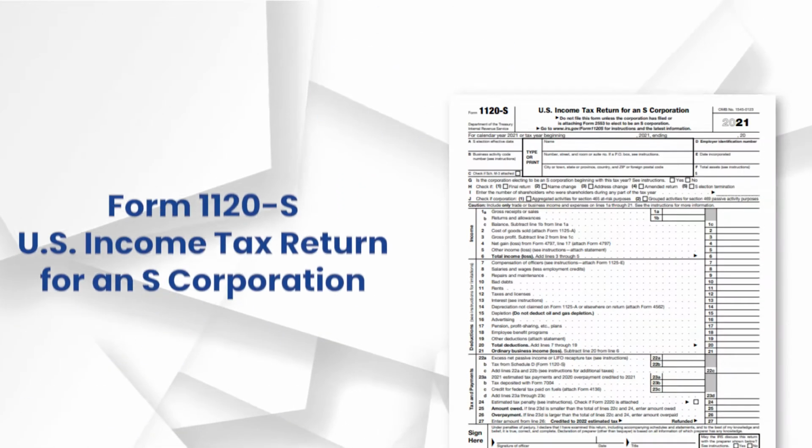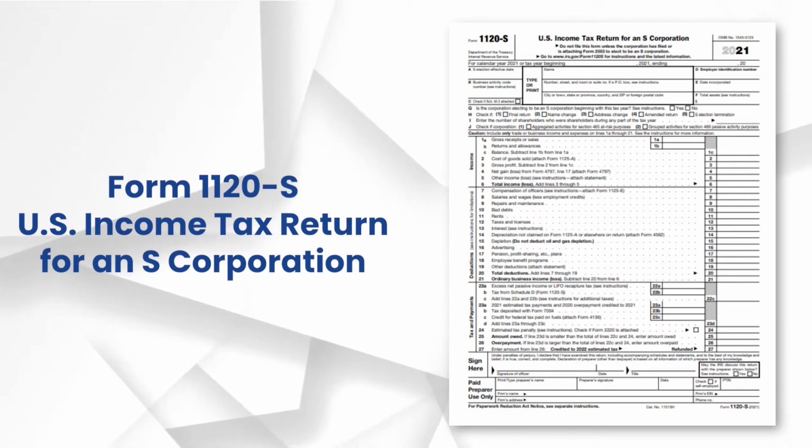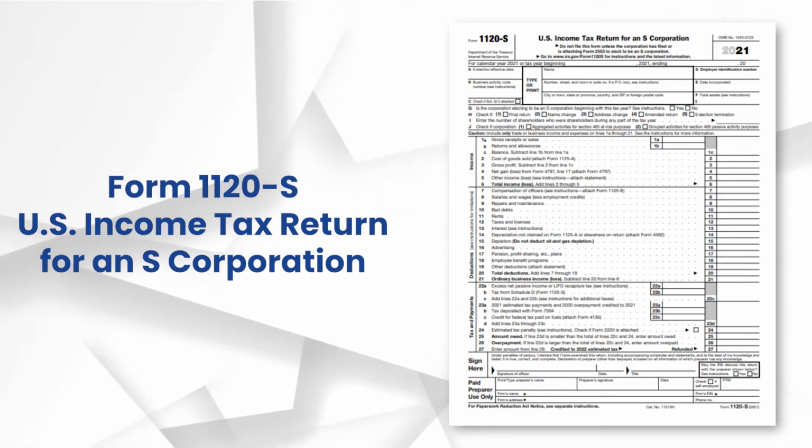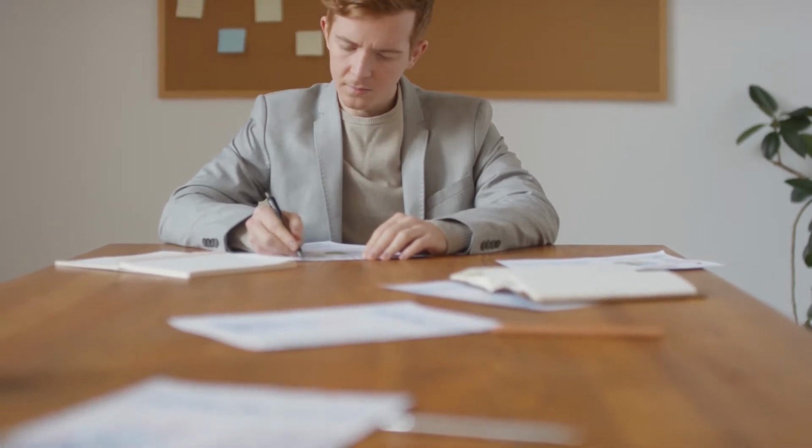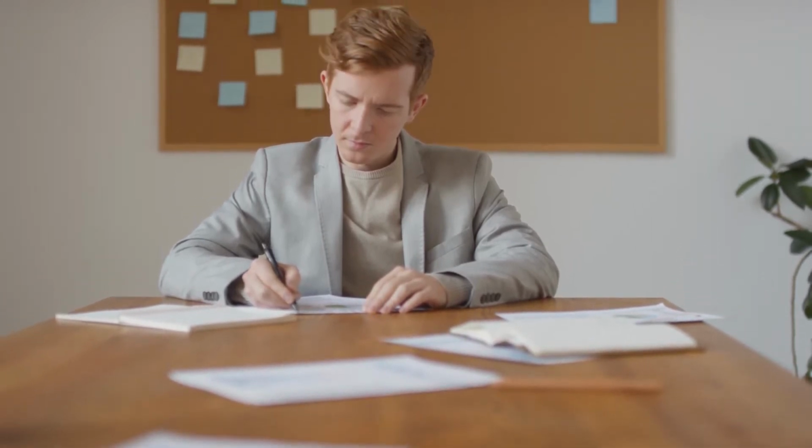Form 1120S. Form 1120S, U.S. Income Tax Return for an S Corporation, is an Internal Revenue Service (IRS) form used to report the income, gains, losses, deductions, credits, and other relevant financial information of a domestic corporation or an S corporation.